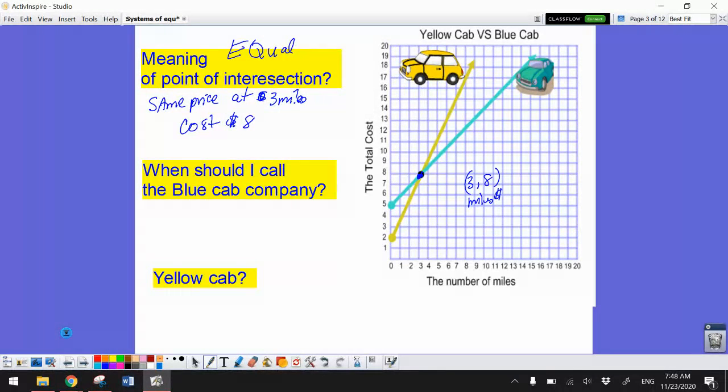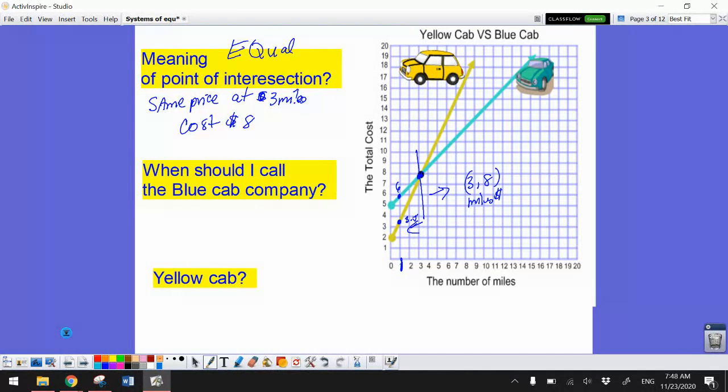So no matter which cab I ride if I'm going to go 3 miles, it's going to cost the same price. It doesn't matter. But there is a difference when I go more than 3 miles or less than 3 miles. So I'm really splitting my graph into two pieces. I'm going to the right and I'm going to the left. So let's take a look at going to the left first. So if I go to the left and I go to the 1 mile, I see that my yellow line is about 3.5 and my blue line is about 6. Well, obviously the yellow one is cheaper.